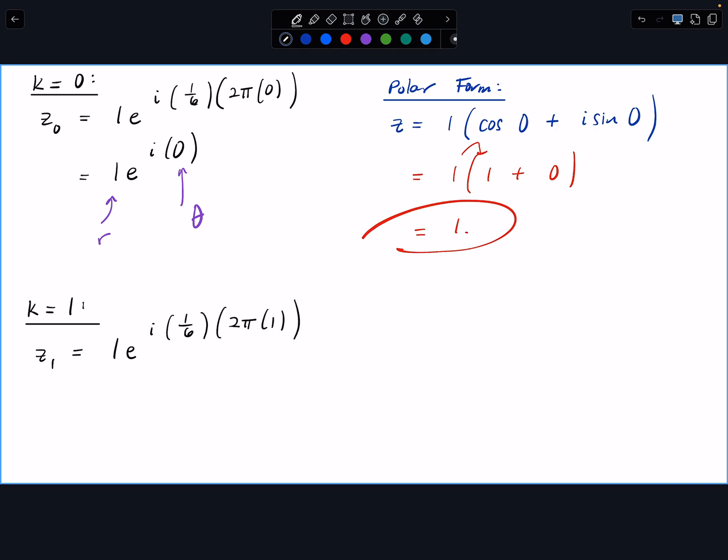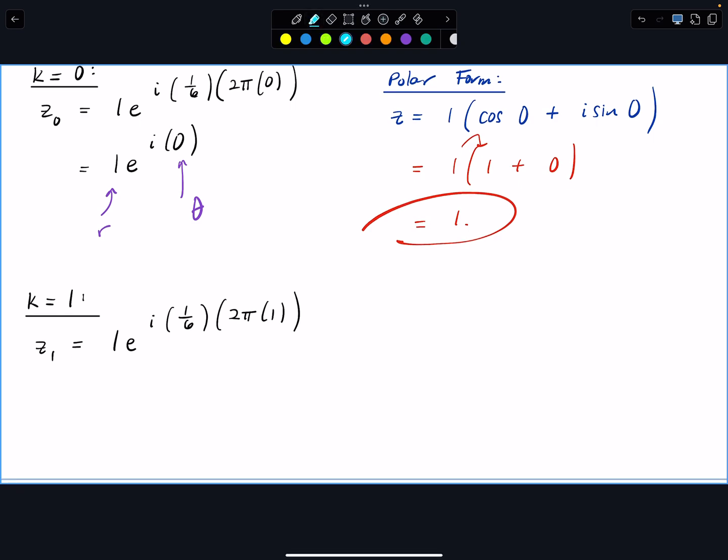If I plug in 1 for my simplification from earlier, that means that I'm only plugging in the 1 right there. What is 2 pi times 1? 2 pi. 2 pi divided by 6 is the same thing as pi over 3. Good.